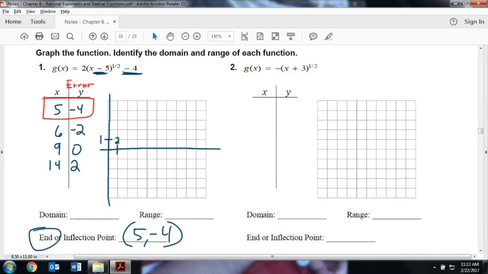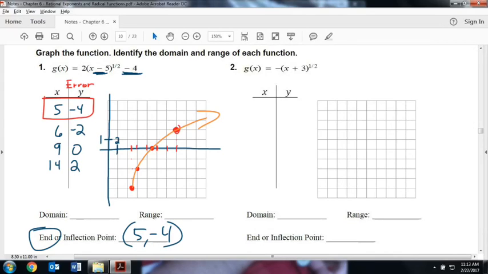5, -4. So 2, 4, 5 would be right there. 5 would be right there on the line. -1, 2, 3, 4. Okay. 6, -2. 6 is right there. -2. Let's go down 2. We've got 9, 0. So 6, 8, 10 would be right there. So 9 is right there. So that's 10, 12, 14, 2. 1, 2. All right. So those are my dots. This is my endpoint. So I'm going to go. And that's your graph. Okay?